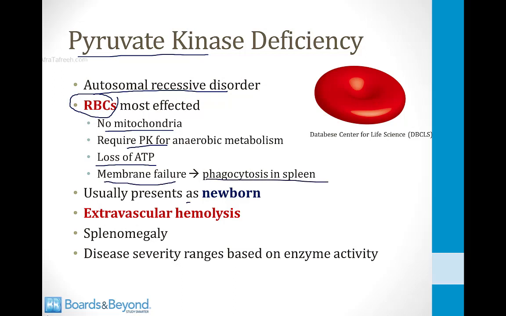This usually presents as a newborn with extravascular hemolysis and splenomegaly. The disease severity ranges based on the enzyme activity, so babies that are completely dysfunctional in pyruvate kinase will often not survive and be stillborn. Other children are born and are generally well but can have a mild hemolytic anemia chronically.